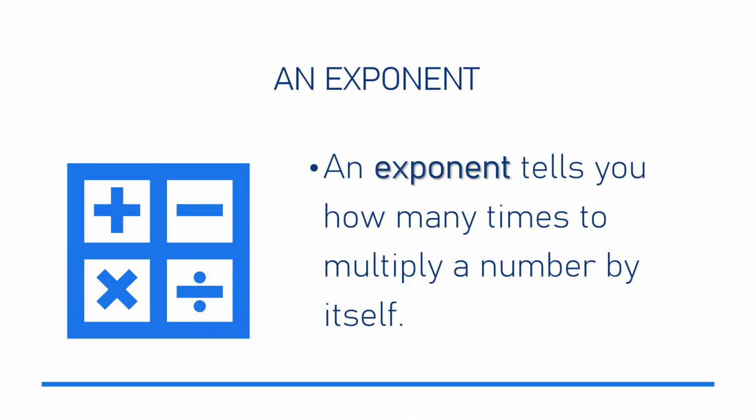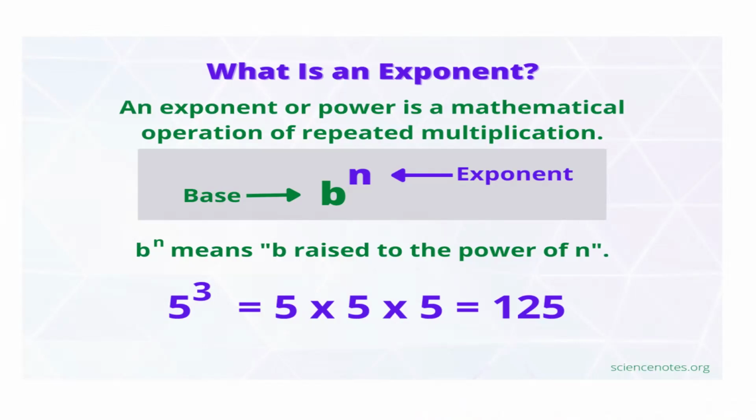So, when we talk about an exponent, we are talking about how many times to multiply a number by itself. So, an exponent gives us an idea of how many times to multiply a number by itself. And what that means is this. So if you look at this exponent, b to the power n.